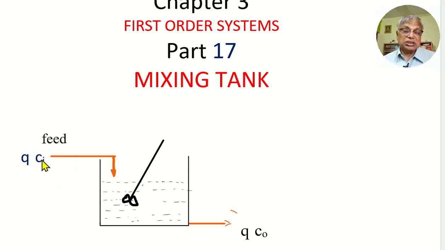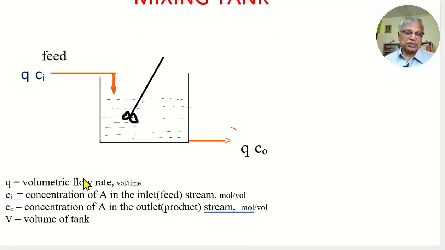The initial concentration of the salt in the feed is denoted by Ci, and in the mixing tank its concentration is C0. The volumetric flow rate is Q. So a liquid with the volumetric flow rate Q is mixed in a tank, and the concentration of the solid in the liquid changes from Ci to C0 in the tank. So this is the process.